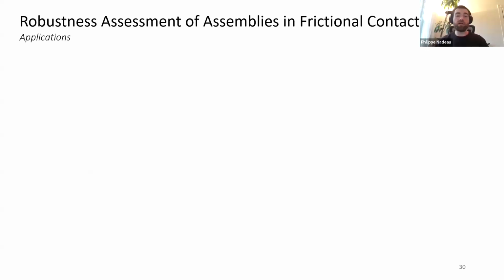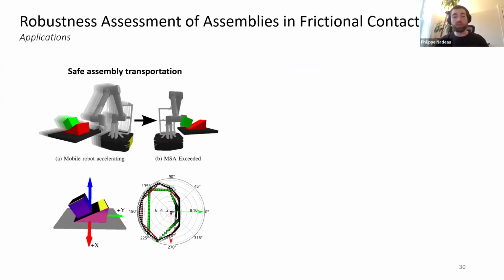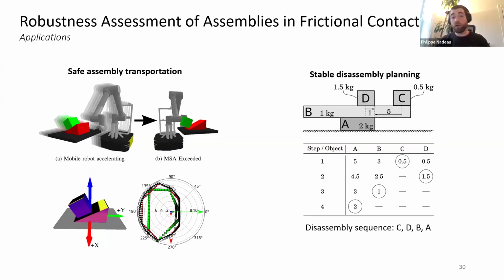So this work can provide a foundation for autonomous decision-making when interacting with objects in frictional contact. For instance, my method can be used to determine the maximal acceleration that can be sustained when transporting a set of objects. My algorithm can also enable a robot to define safe disassembly sequences autonomously.